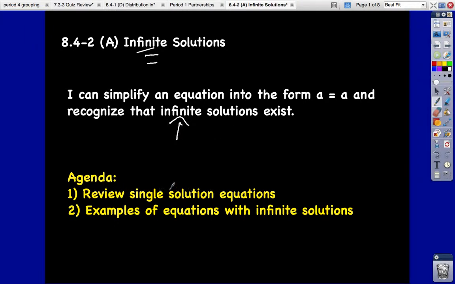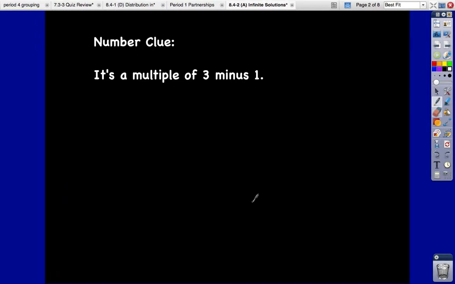We're going to review some single solution equations so we kind of know what we're talking about and then get into the infinite. All right, your number clue is going to start us out here. It's a multiple of 3 minus 1. So that's the next number clue. And I think this is the start of a new number, if I'm not mistaken. Yeah, the last number was 16, if you had figured that out from all the clues. So this is the start of a new number.